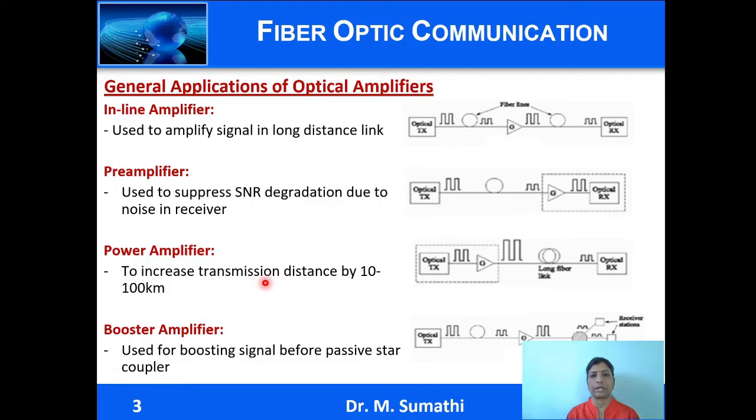Next, the power amplifier. They are placed just after the optical transmitter and they boost the power level of the signal that is to be transmitted and help in increasing the distance of transmission. Next, the booster amplifier. They are placed before passive couplers and they are used to boost the signals in a LAN connection, and they help to compensate for the splitting loss and the coupling loss. So these are the general applications of an optical amplifier. They are used in the optical link itself to boost the signal that is propagating, or they are used at the receiver end or at the transmitter end.